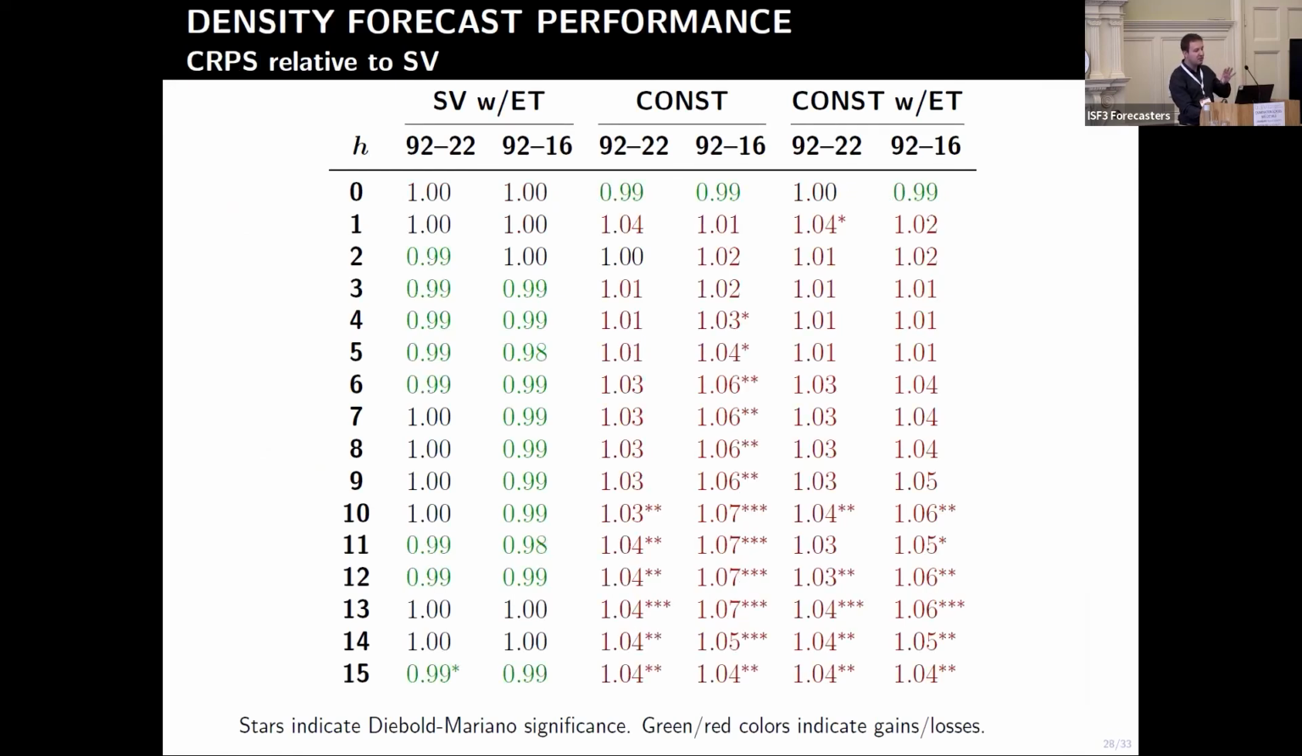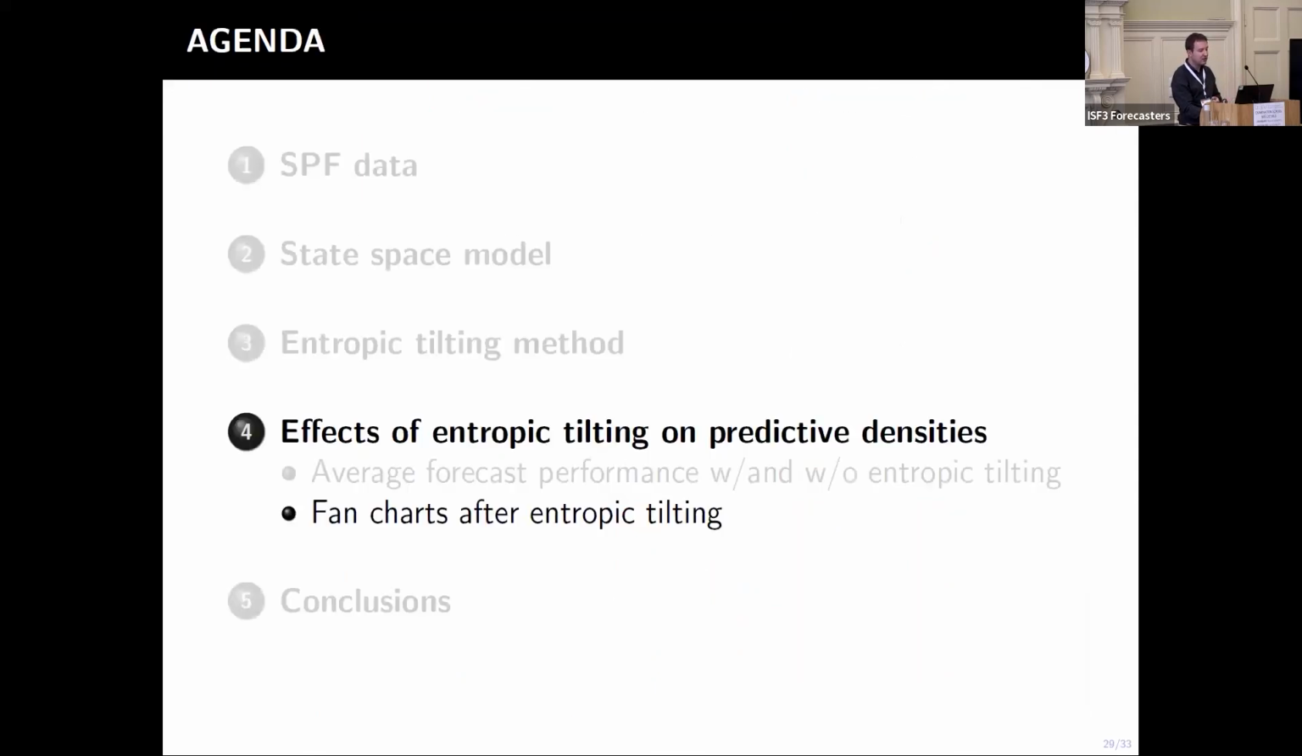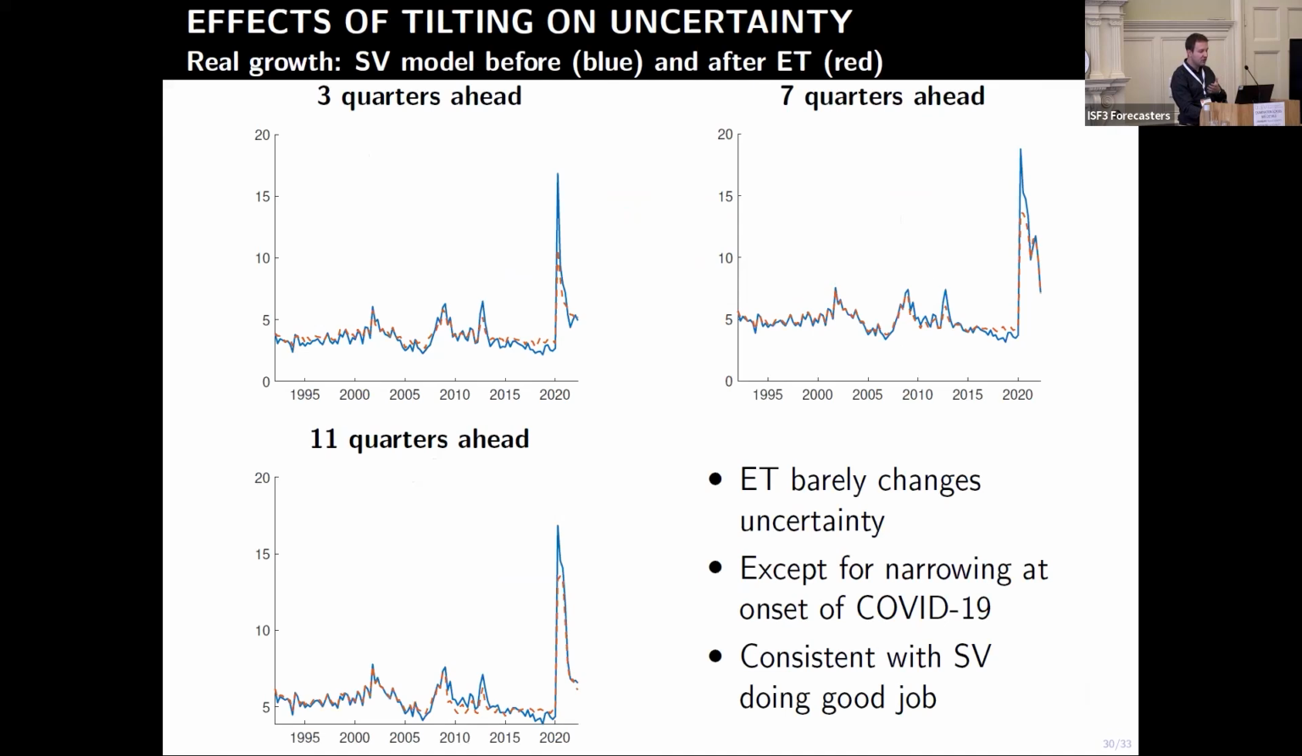The real takeaway: in terms of density forecast evaluation, entropic tilting does not add much to the results that we already have, and neither does it in terms of point forecast. This is because the model's predictive densities are already centered around the SPF point forecast. In terms of COVID, entropic tilting did help by narrowing the bands at the onset. This is not really surprising. This is consistent with the stochastic volatility model doing a good job.